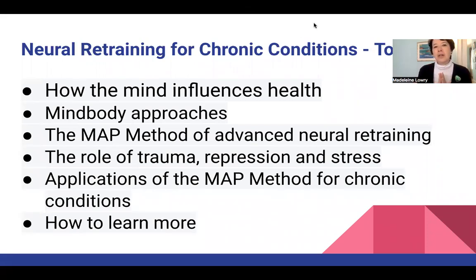So to start, I'll just go over our agenda, the topics that I'll be addressing today. The topic is neural retraining for chronic conditions. We're going to talk about how the mind influences health. We're going to talk about a few different mind-body approaches. And then I will talk about the MAT method of advanced neural retraining. That is the one I know best because that is the one I practice. And then I will talk about the role of trauma, repression, and stress on chronic health issues. Then we'll talk about the applications of the MAT method for chronic health conditions, how I have used it, the kinds of things that I see in my practice.